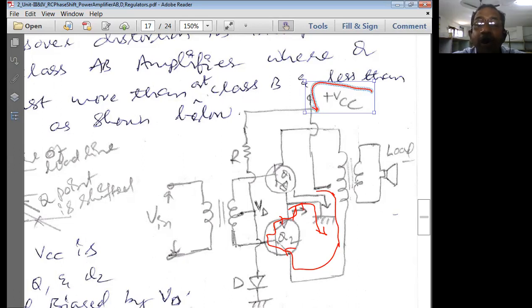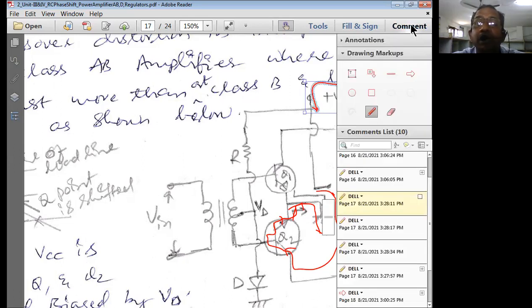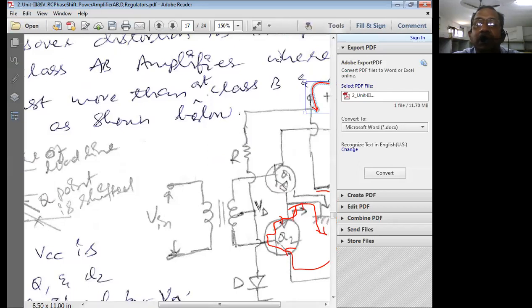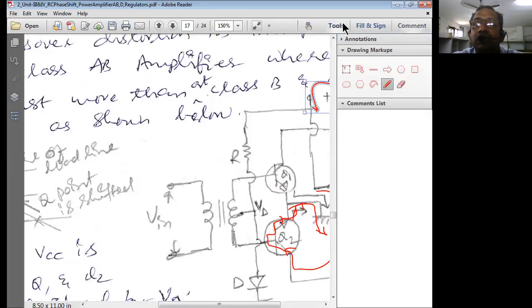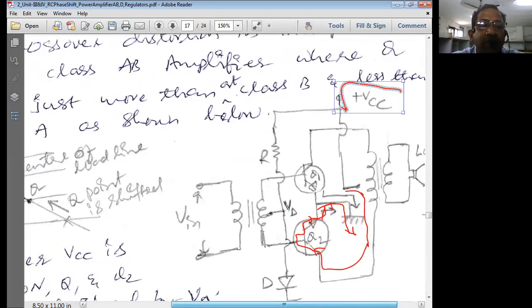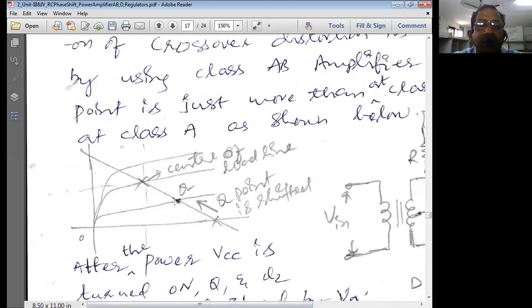So the Q point is important here. Let us look into the Q point now. What is the Q point that we are going to have here? If you see carefully, the Q point is above the zero line. Since the Q point is above the zero line, we say that the Q point is adjusted here.